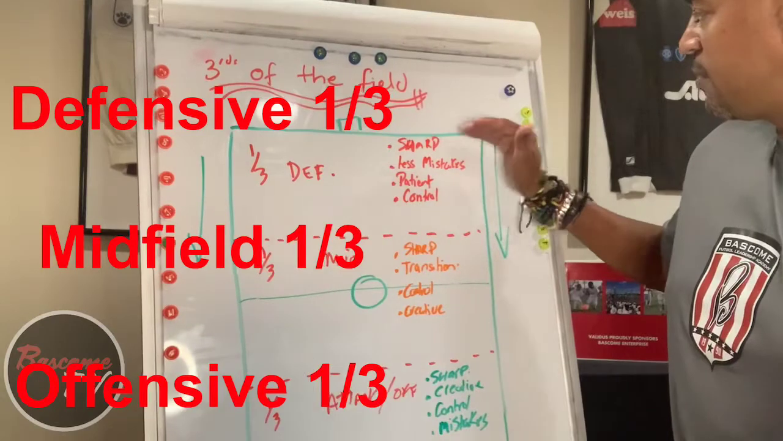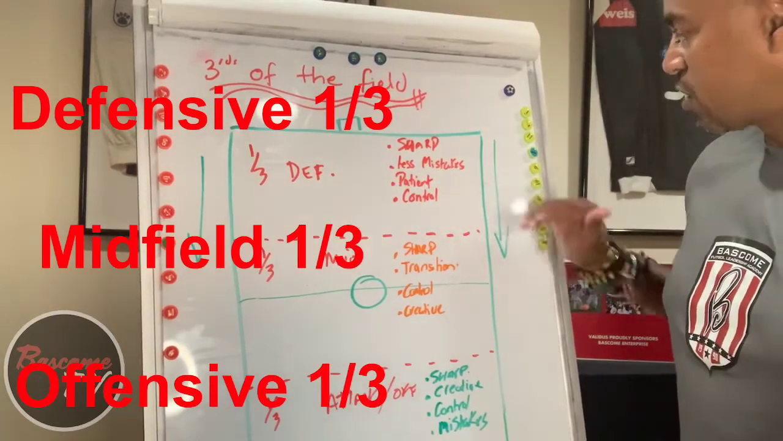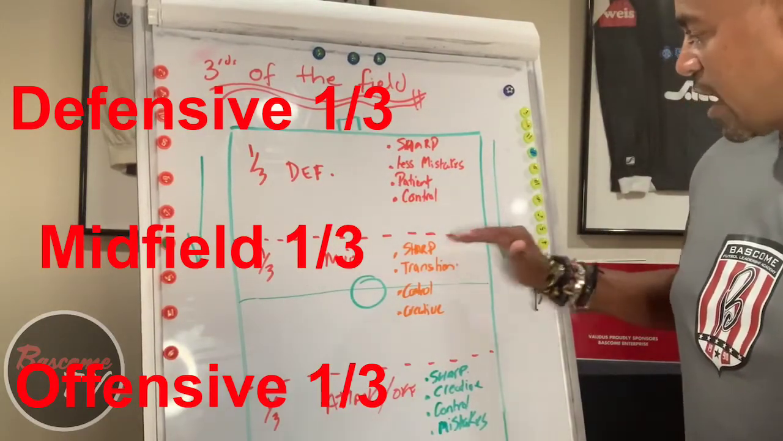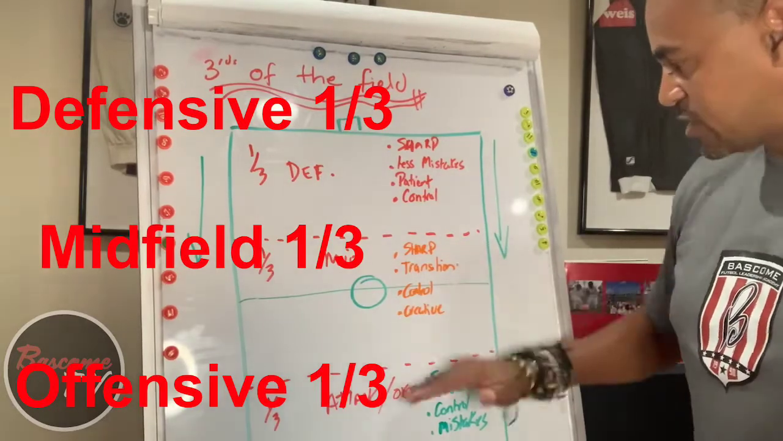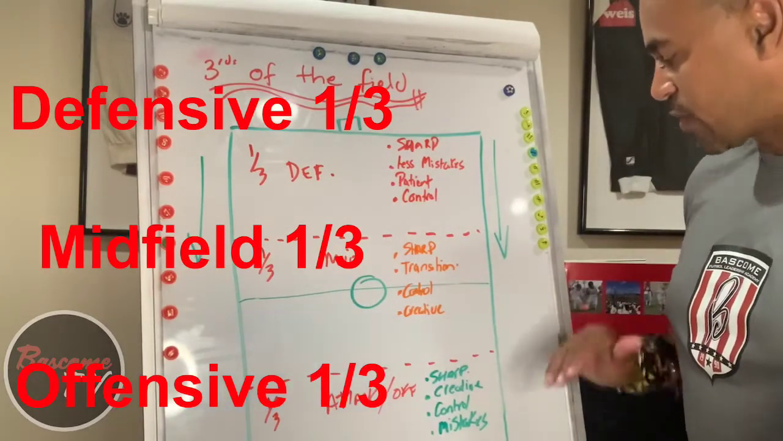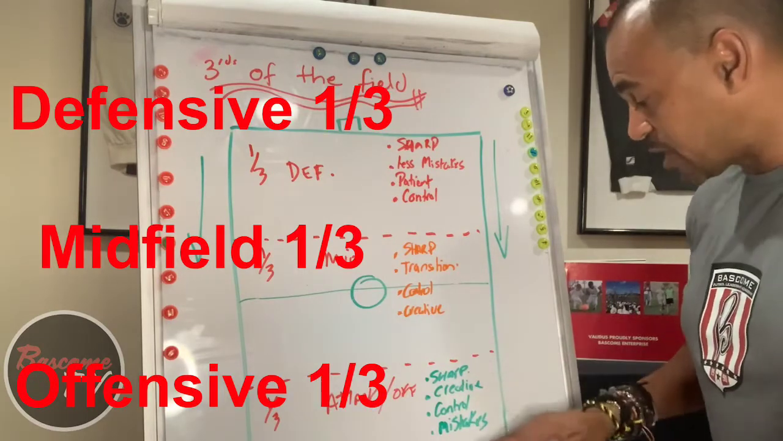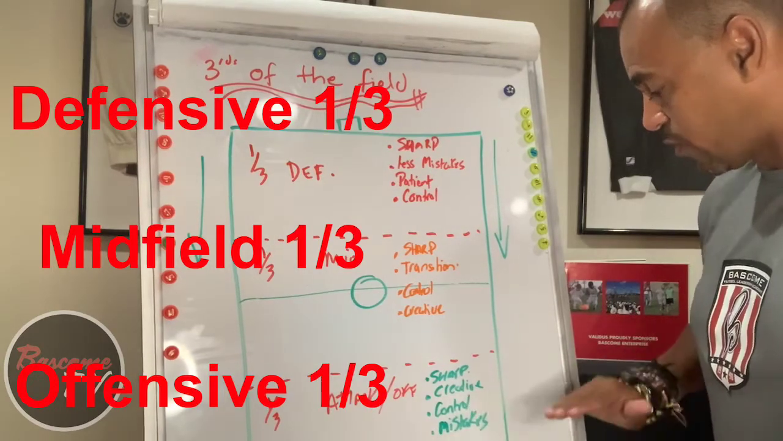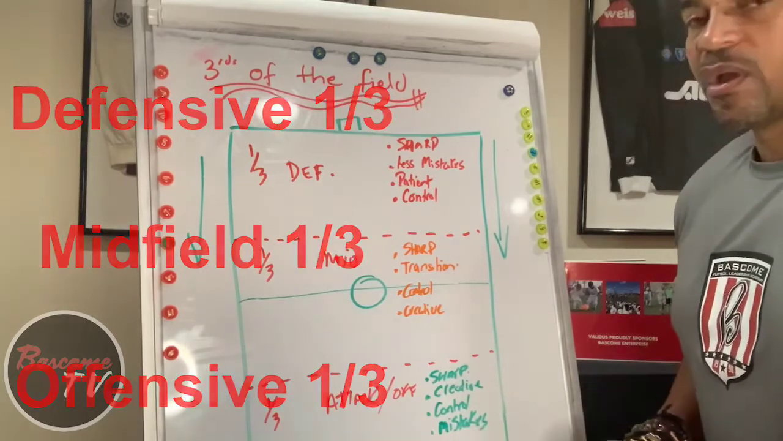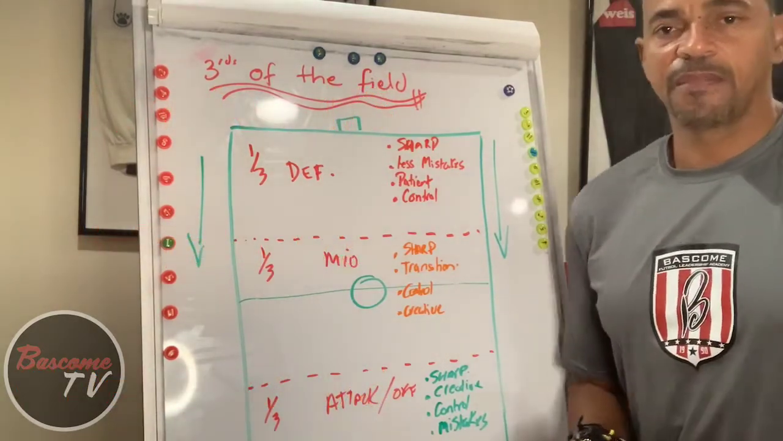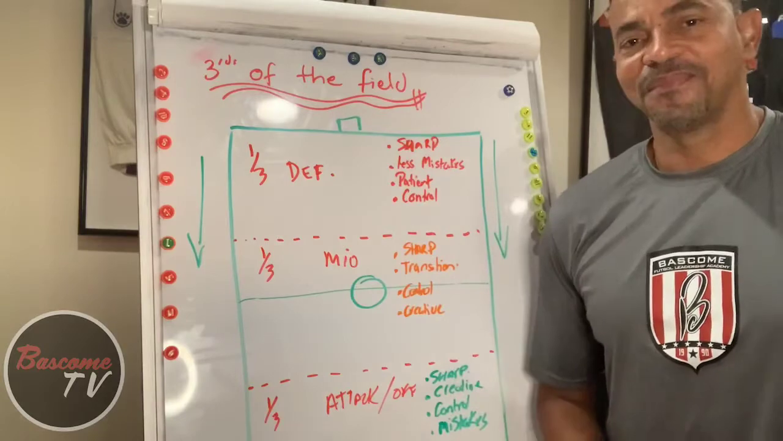Defensive third: sharp, make fewer mistakes, be patient, under control. Midfield third: sharp, transition in the area, control the ball, be creative. Attacking third: sharp, be creative. We're going to take chances as well. Take chances, control, and also understand you're going to make mistakes. Okay? That's it. That is it.